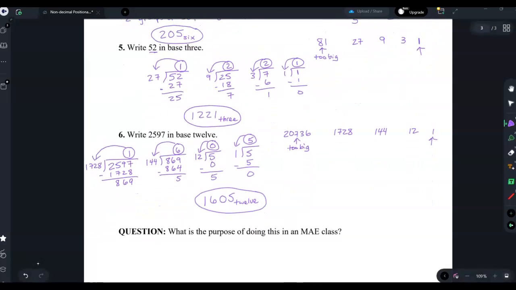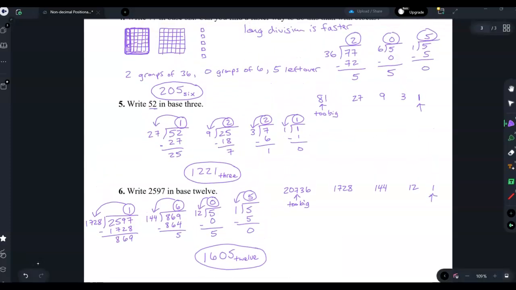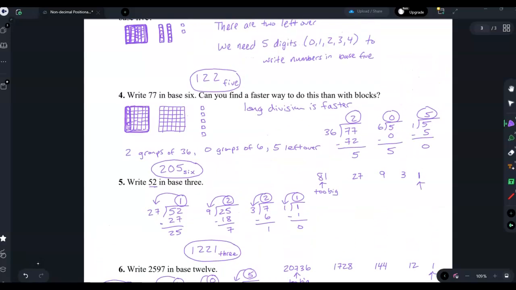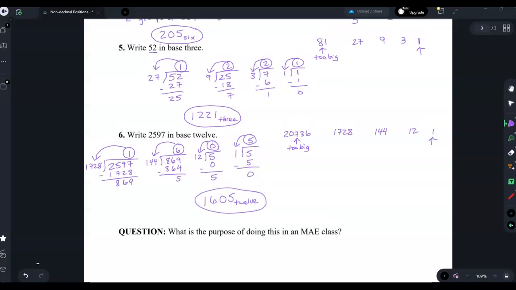All right, and then the last question here just asks, what is the purpose of doing this in an MAE class? So you could see lots of advantages to this, like, hey, we got some practice with some long division. We got some practice with some multiplication. We practiced drawing rods and units and flats, right?